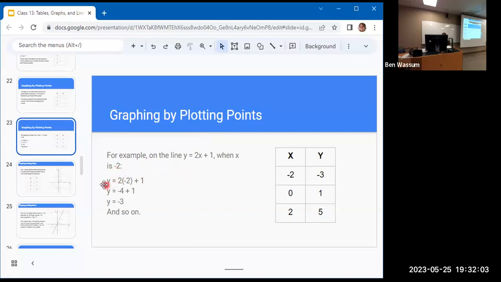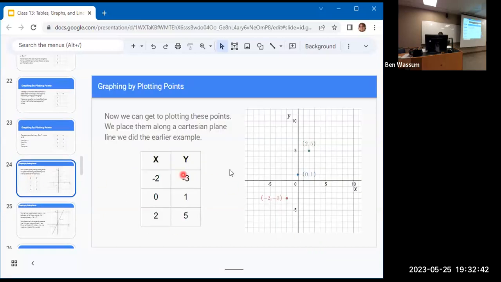You plug it into the formula: y is equal to 2 times -2, plus 1, which is -4 plus 1, which is -3. And then you put it in your chart. And you would do that 3 different times. You plug in a 0 for x: 2 times nothing plus 1 just cleans up to be a 1. And then you plug in a 2 for x: 2 times 2 is 4, plus 1 is 5.